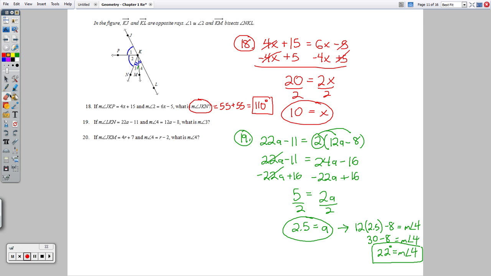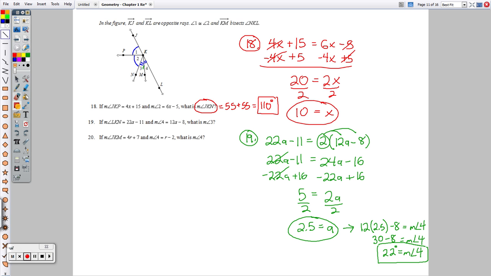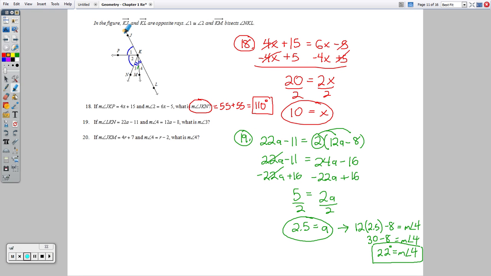And now in orange, if the measure of JKM, so that's this angle right here, that's 1, 2, and 3 all together. Why don't I get my highlighter out for that? So JKM, talking about this angle right there. If that's 4r plus 7, so all the way from here to here, 1, 2, and 3 added together, and the measure of angle 4 is r minus 2. So this one, r minus 2. What's the measure of angle 4? What is that in terms of an actual numeric value?